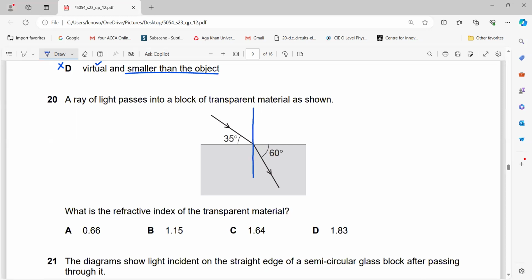Now question number 20, you need to draw a normal to find out the angle of incidence and the angle of refraction. So the angle of incidence is 90 minus 35, which is I guess 55, and the angle of refraction is 30 degrees. So I guess this is going to be the denser material. Why denser medium? Because light is finding it difficult to move through. So molecules are close together. That is why this is denser.